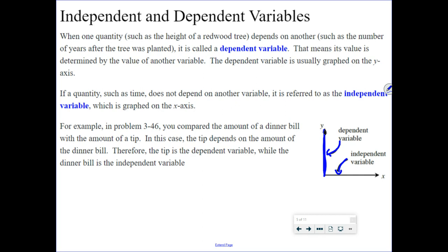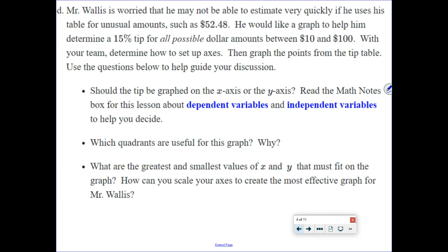So they kind of gave you the answers here, didn't they? So the independent is just kind of on your own. That's just the bill. The bill does not depend on the tip. The tip depends on the bill. So the independent variable goes on the x-axis, the dependent variable goes on the y-axis, okay? So please just be aware of that.